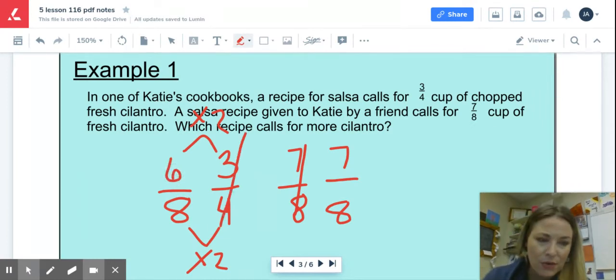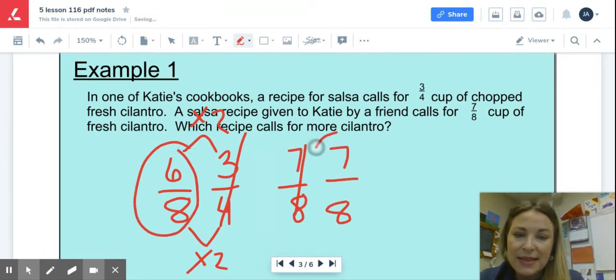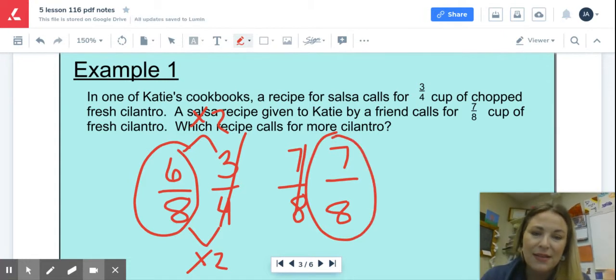I'm crossing out the old ones just to get them out of my face, so I can see which ones I'm comparing. So I have 6/8 and 7/8. So going back to my original question, what exactly are they asking me? 7/8 or 6/8, those aren't answers. That's important information that tells you what your answer is. So ultimately they're asking, which recipe calls for more cilantro? And it's the second one here, that 7/8 fraction.